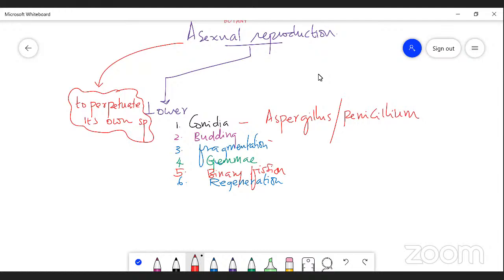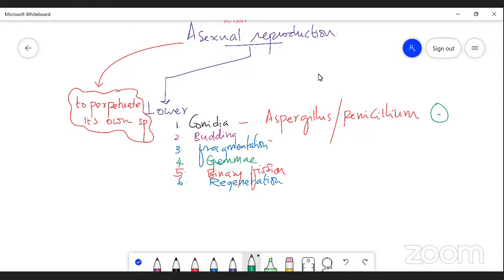Conidia is a spore-like structure. Now, this is a conidia. The conidia is a unicellular structure, spherical in shape, and it forms from the Penicillium and Aspergillus. When it detaches and falls on a suitable substrate, it grows and develops into a new organism, new species. That is called a propagative method.